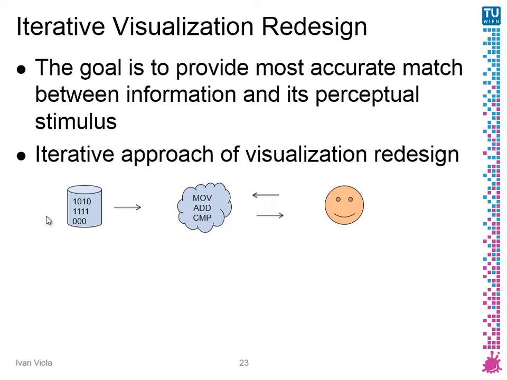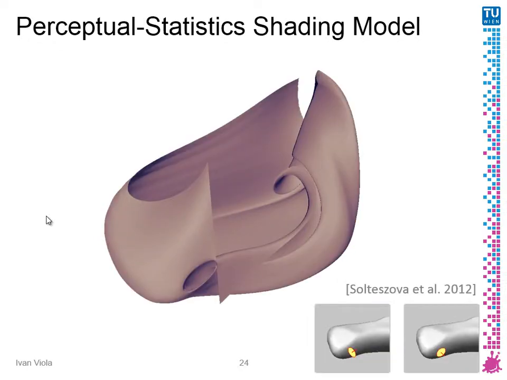Here I basically want to say that the human is part of this redesign in order to create this match between the intended information which wants to be communicated and the insight which is being gained from the visualization. We have done it on a simple scenario where the visualization goal would be to understand the shape of a certain structure. So we have been using a particular shading model, which was a Lambertian shading with a little bit of these chromatic shadows added.